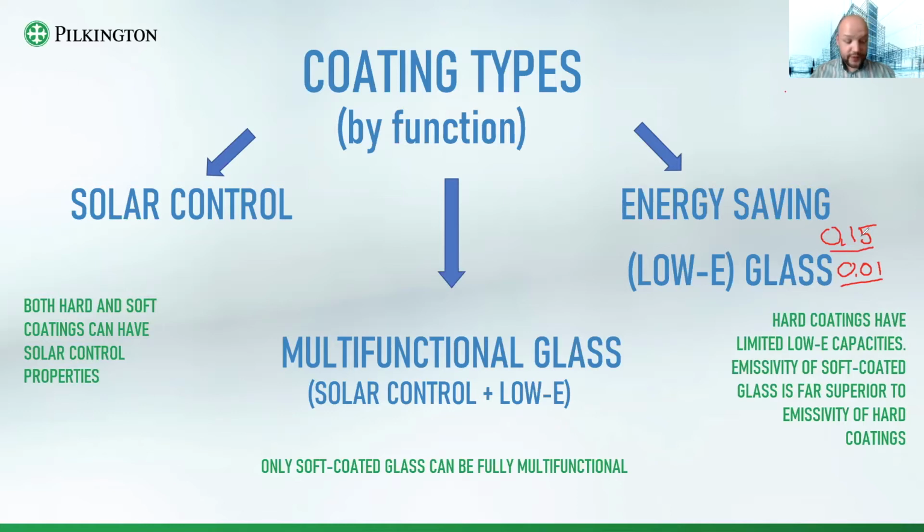So in terms of energy saving and U value, soft coatings are almost always better. And of course, you can combine solar control and low E functions into one glass. That glass is sometimes called multifunctional glass with the coating. And true solar control plus low E can be obtained only on the soft coated glass, in which the performance is excellent. Again, that is because we have a lot to do with the different layers.